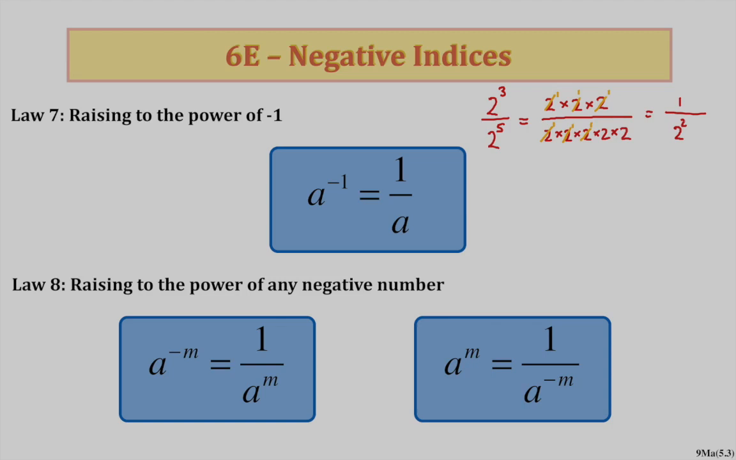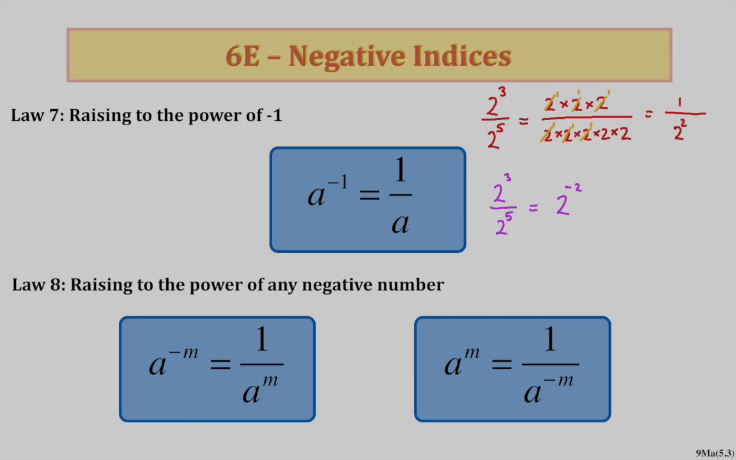So let's just park that idea for a moment, and let's do the same question again. 2 to the power of 3 over 2 to the power of 5, except instead of writing it out in expanded form, I'm going to use the second law that we talked about, and that is when you're dividing, you look at the powers and you subtract the top power minus the bottom power. So when you look at this one, you've got 2 to the power of 3 minus 5, which is, 3 take 5 is minus 2.